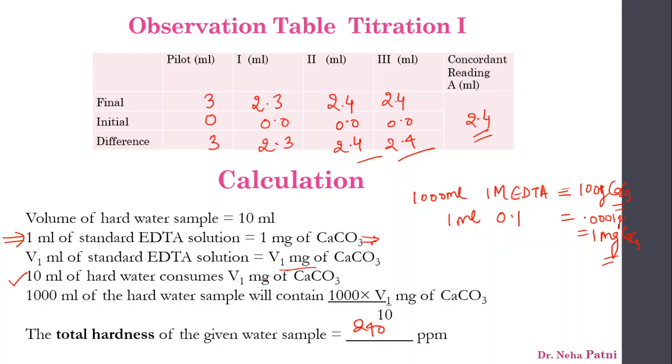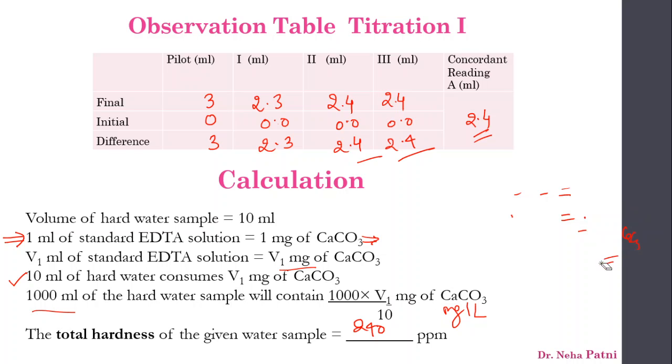So if 10 ml contains this much, how much would be in the 1000 ml? Because ultimately milligram per liter is the unit of hardness. I hope you remember. Otherwise I'm just posting a link here. You may go there to see what are the units of calculation of hardness. So now 1 milligram per liter is 1 ppm, and you can write it as 240.